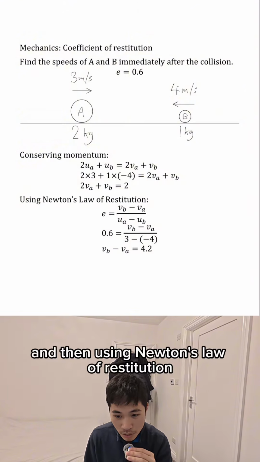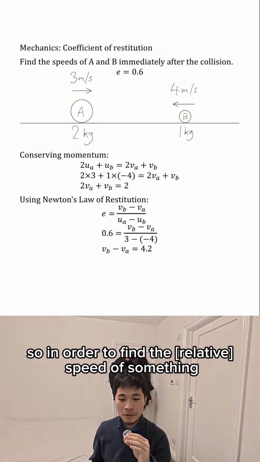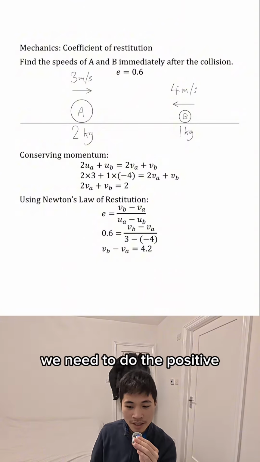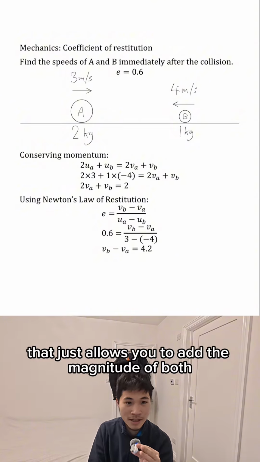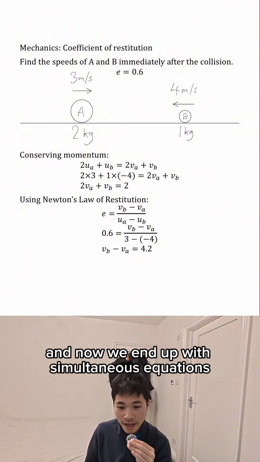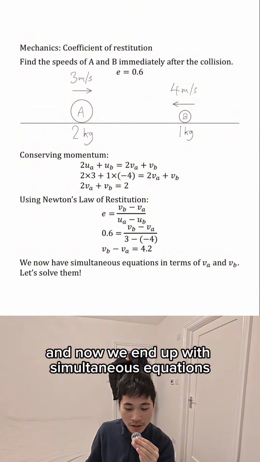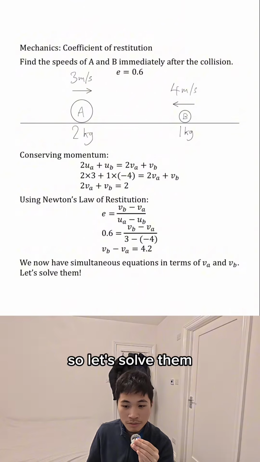And then using Newton's law of restitution, so we want to find their relative speeds. So in order to find the speed of something, we need to do the positive subtract the negative, because that just allows you to add the magnitude of both variables together. So it's always positive subtract negative. And now we end up with simultaneous equations in terms of VA and VB. So let's solve them.